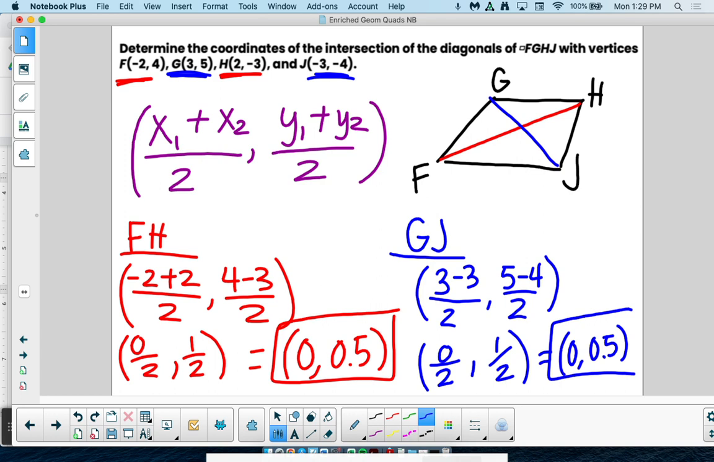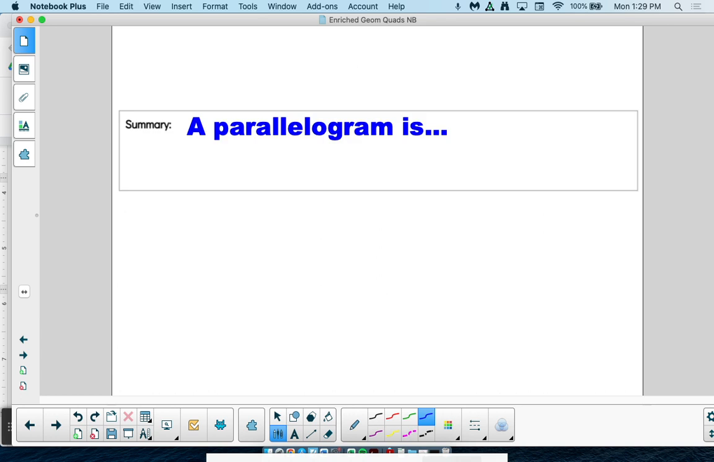All right, then I have you do one more thing in your notes. You guys finish this sentence for me on the bottom: a parallelogram is whatever you want to write. Finish that sentence. A parallelogram is... I would probably be unoriginal and say a quadrilateral with both pairs of opposite sides parallel.